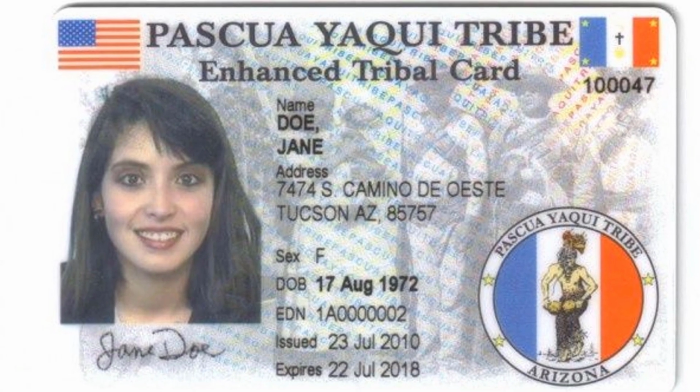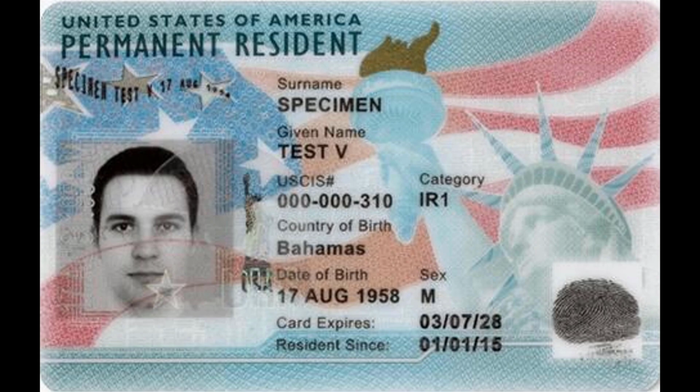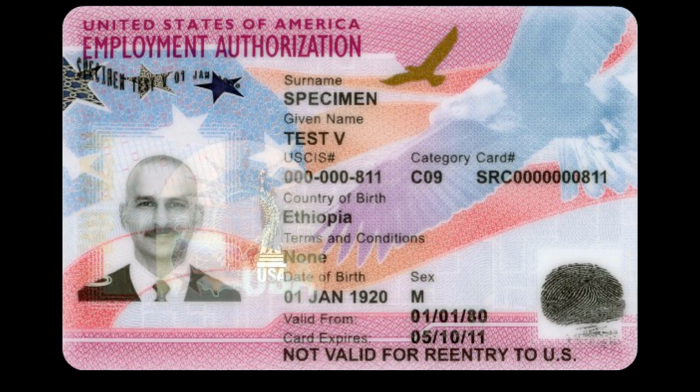Native American tribal document. U.S. Citizen Card, Form I-197. Identification card for use of resident citizen in the United States, Form I-179. Employment authorization document issued by the Department of Homeland Security. If you have any questions, please visit irs.gov.